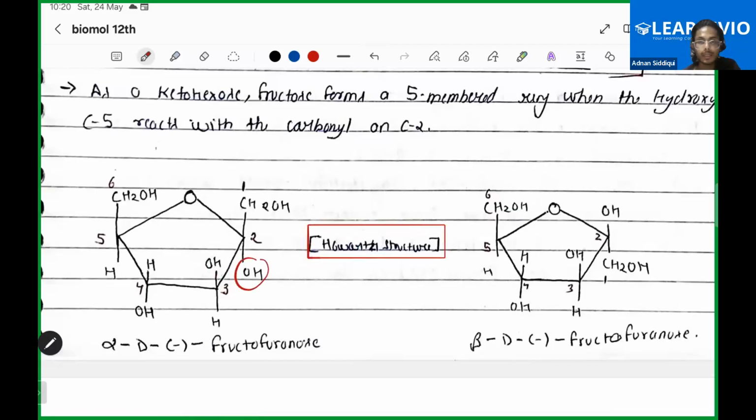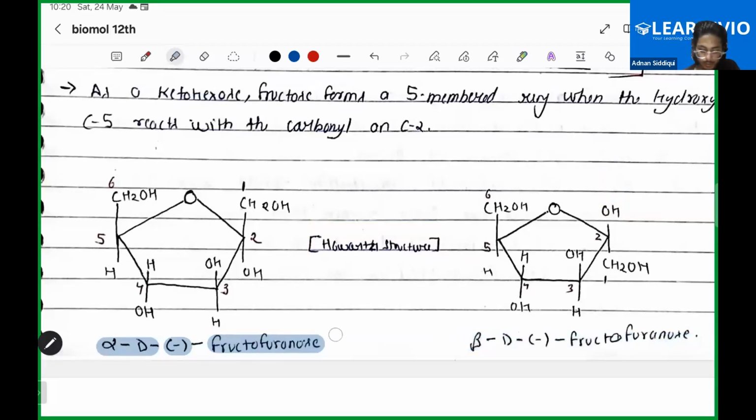If the OH group is at the bottom side, then we will call it alpha. If the OH group is at the top side, we will call it beta, similar to our glucose. The full name is going to be alpha-D, where D is the relative configuration, minus means levo, and the name is fructofuranose. Here, beta-D-fructofuranose.